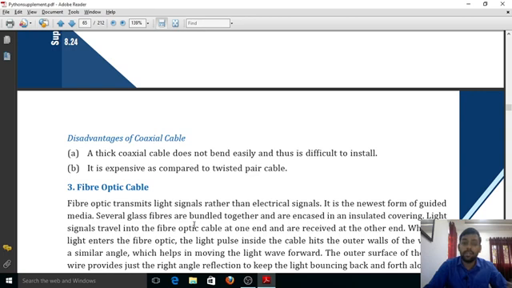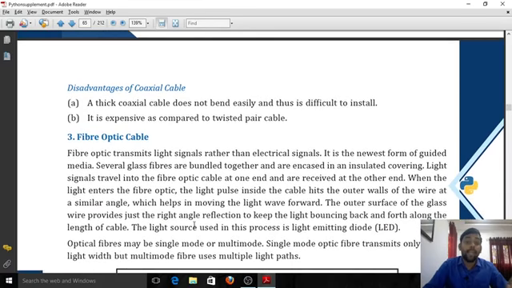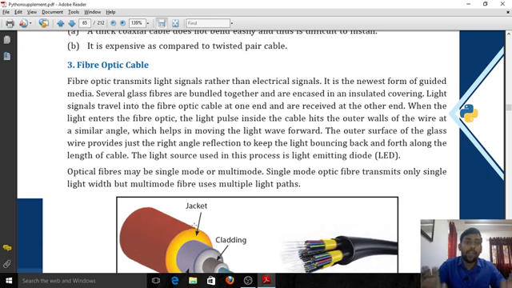Yes. So these are the disadvantages, and that is the structure as well as the functioning and how it transfers data in the case of a coaxial cable. Mainly used in cable internet connection and cable TV connection. And finally, we have fiber optic cable.